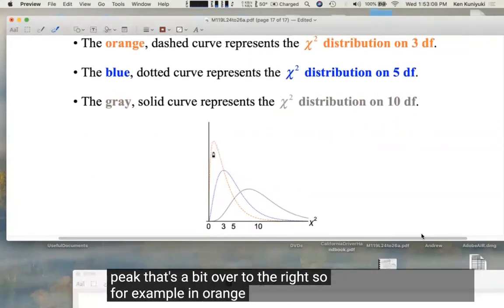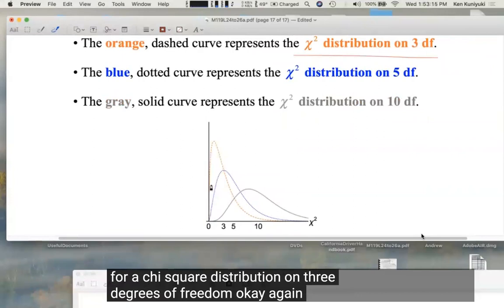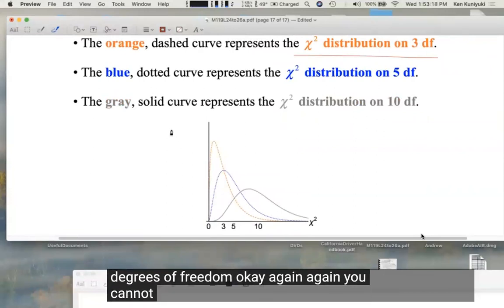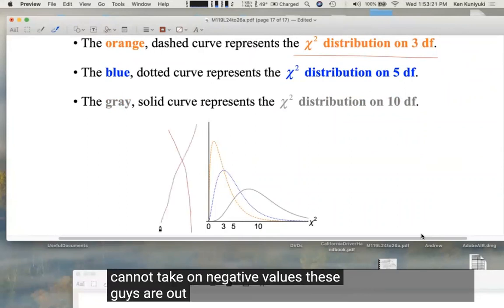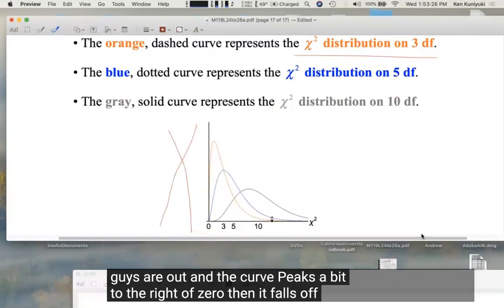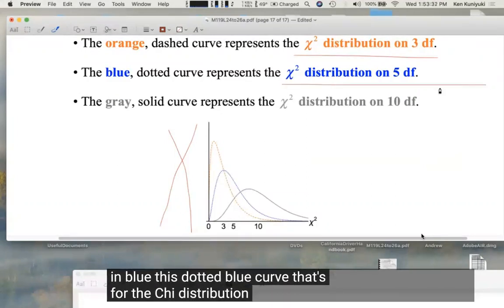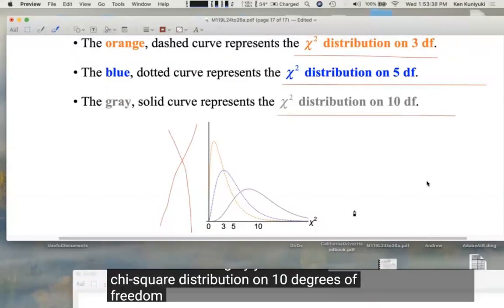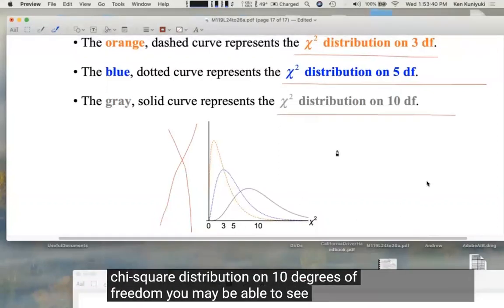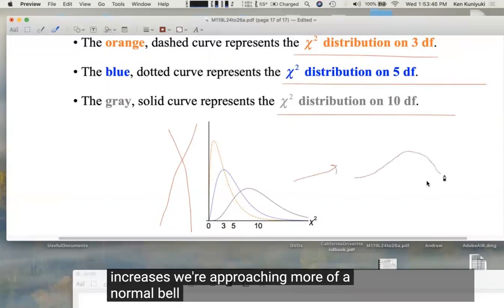So for example, in orange, here's the curve for a chi-square distribution on 3 degrees of freedom. Again, you cannot take on negative values. And the curve peaks a bit to the right of 0. Then it falls off. In dotted blue, that's the chi-square distribution on 5 degrees of freedom. And in gray, you see the chi-square distribution on 10 degrees of freedom. You may be able to see that as the number of degrees of freedom increases, we're approaching more of a normal bell shape. But the mean cannot be at 0.